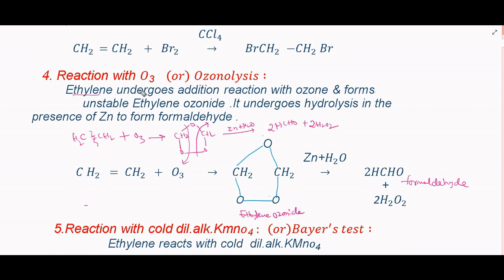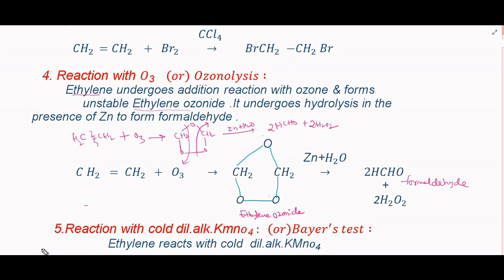In the ozonolysis of ethylene, this is the addition reaction. In this reaction, first ethylene forms unstable ozonide. When it undergoes hydrolysis in the presence of zinc, it forms formaldehyde and hydrogen peroxide. And the next reaction is Baeyer's test.